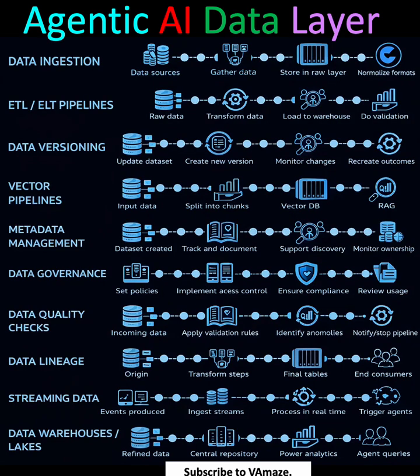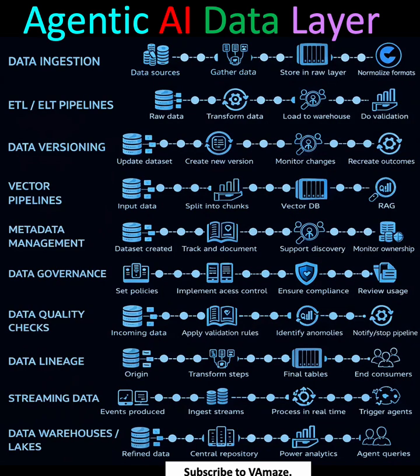Layer 5, data metadata management. Metadata management is the catalog that tells your agent what data exists, where it lives, and who owns it. When a dataset is created, you record the schema, enable discovery so other systems and agents can find it, and track ownership. Without this, your agents are searching blind.